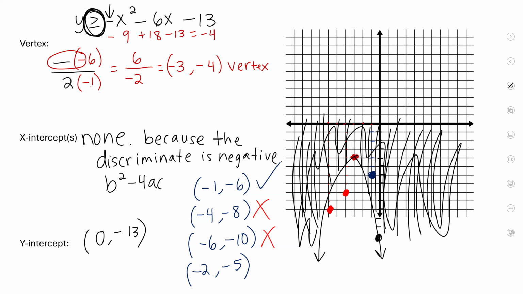And next one, -2, -5. -2, 1, 2, 3, 4, 5. That's on the line. Is it a solution? Yes, because why? Yes, it's a solid line. It's greater than or equal to. Perfect. So if it's on a solid line, please write that down. If on a solid line, it is a solution.